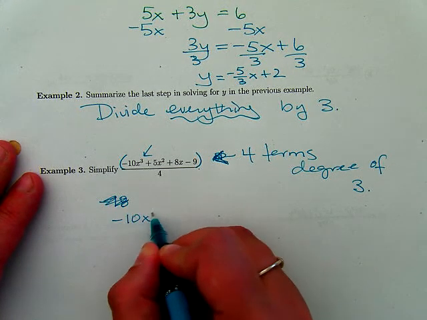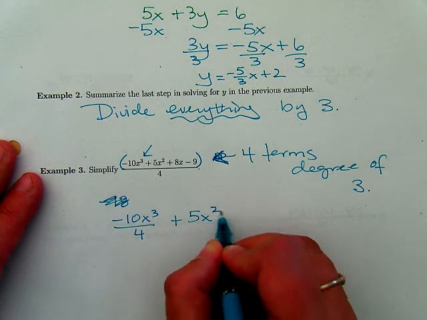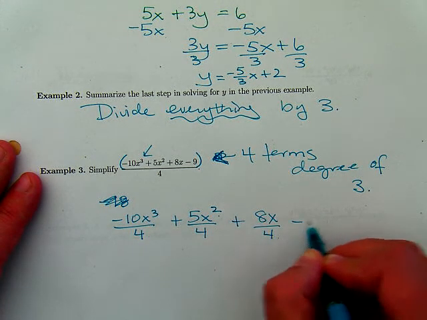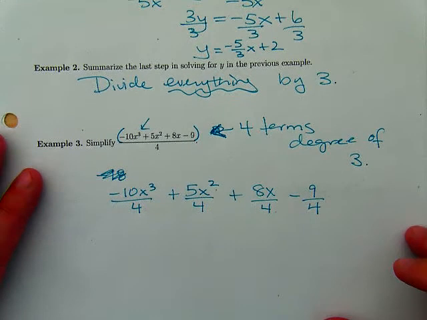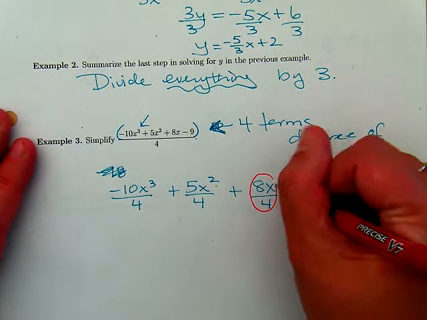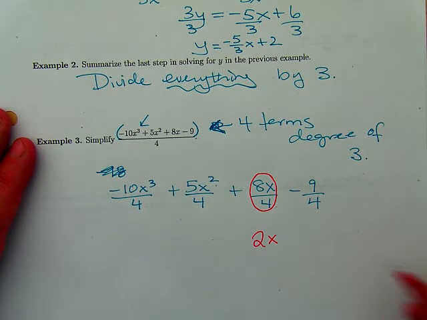Negative 10x to the third divided by 4 plus 5x squared divided by 4 plus 8x divided by 4 minus 9 divided by 4. So we could also reduce any of these fractions, right? Everything is getting just divided by 4. And are there any fractions that you can see that can reduce? 8/4. So this one right here becomes what? 2x.